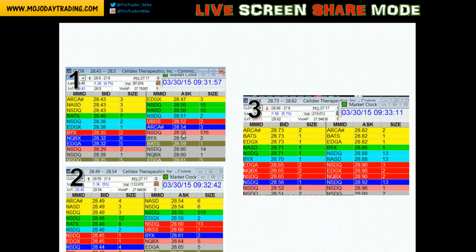Okay, here's the situation right here. So you're at 28.55. The bid is 28.43. The ask is 28.47. It's 9:31 in the morning. It's traded 97,000. Then you go to number 2 right here, and then it moves 28.49 by 54 with that 28.55 signal right there, the 519, at 9:32 and 42 seconds. Blink your eye 3 times. It just jumped through. It's 28.73 by 28.82 headed to 29. So that's the power of reading level 2.